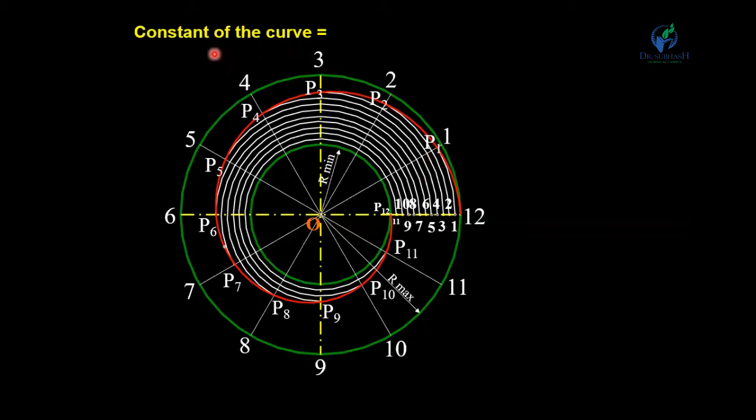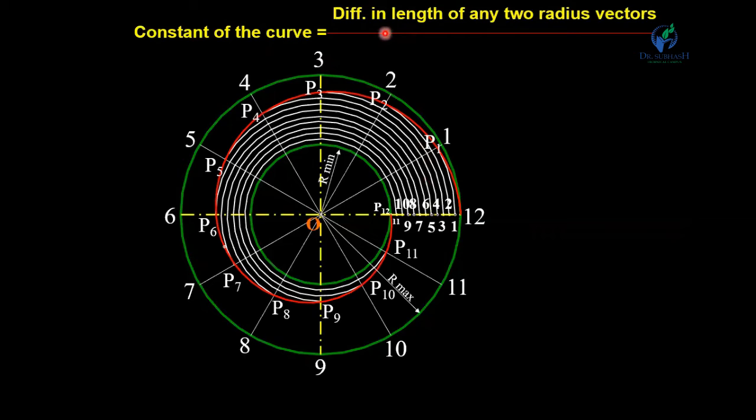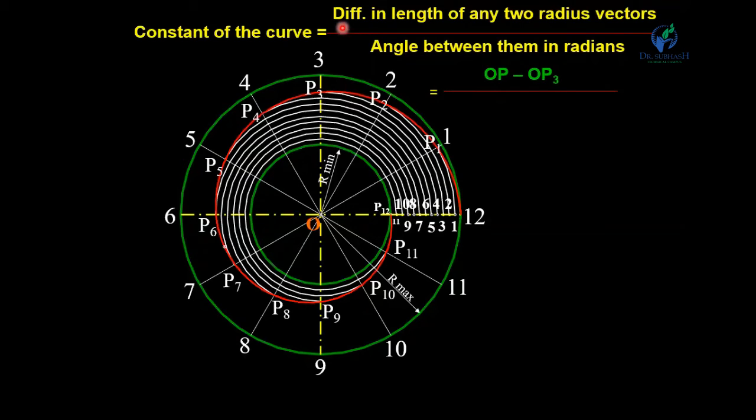Now we have to find the constant of the curve. How do we find the constant of this curve? The constant is the ratio of the difference in length of any two radius vectors to the angle between them in radians. That means take OP minus OP3 here, the difference between the lengths of any two radius vectors. This radius vector is OP and here OP3, upon the angle between them.